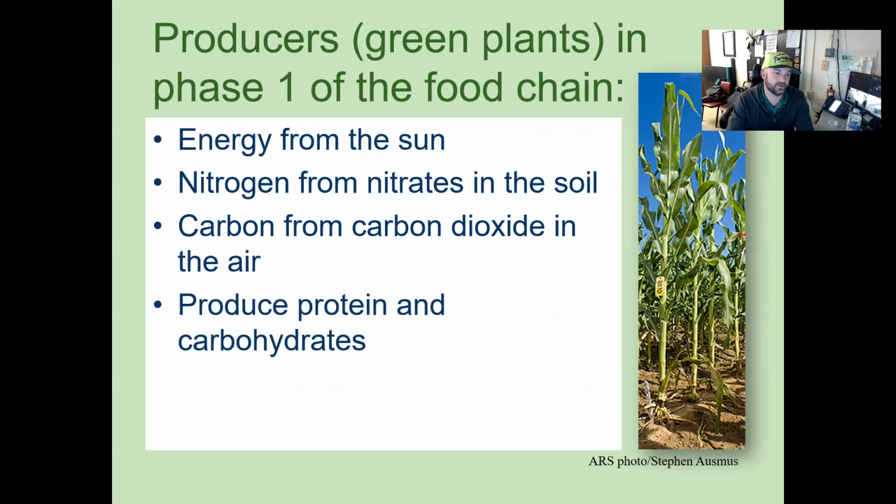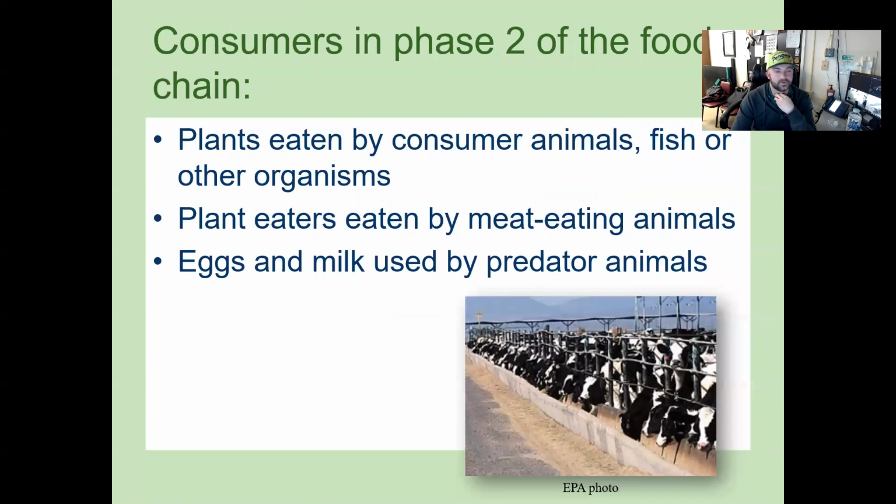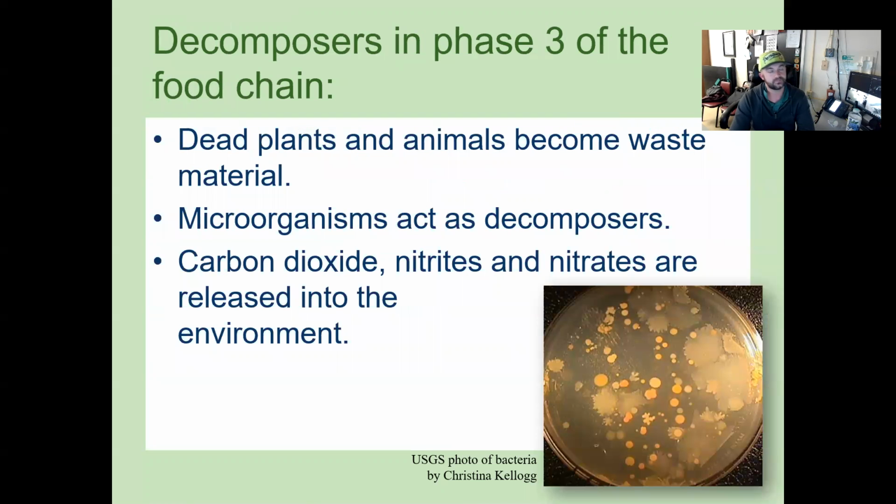Producers in phase one of the food chain use energy from the sun, nitrogen from nitrates in the soil, and carbon from carbon dioxide in the air, and produce protein and carbohydrates. Consumers in phase two of the food chain: plants are eaten by consumer animals, fish, or other organisms. Plant eaters are eaten by meat-eating animals, and eggs and milk are used by predator animals.